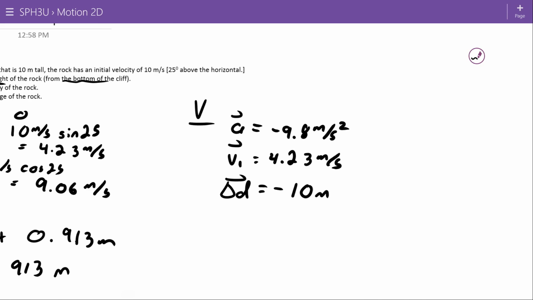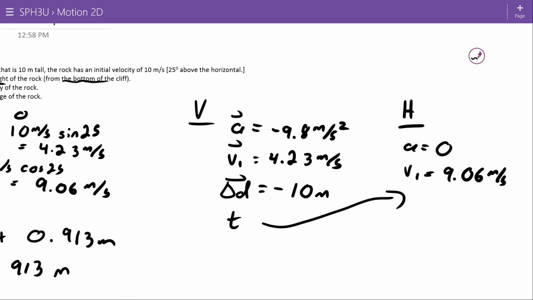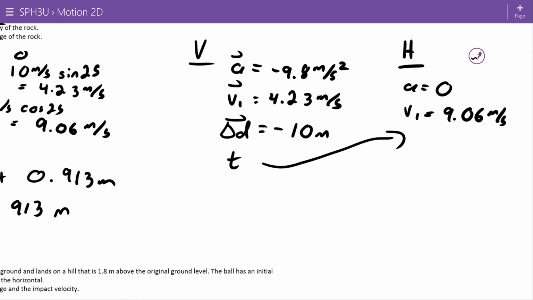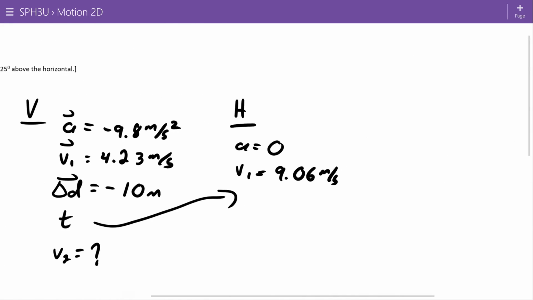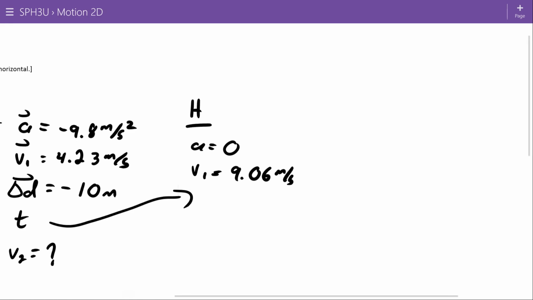With that, we can do two things. We can find the horizontal range by recognizing that it is uniform motion, acceleration equals 0 in the horizontal direction, initial velocity of 9.06 meters per second. And so if we can get time, we can bring that over. And the secondary thing we can do is get v2. And with those two things, we can find the impact velocity in the horizontal range. Let's do horizontal range first. No good reason.